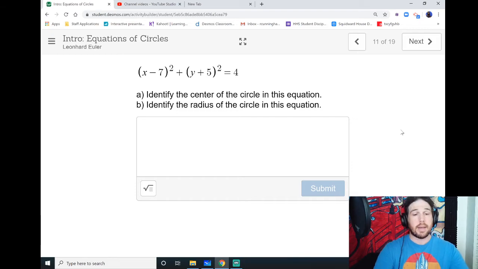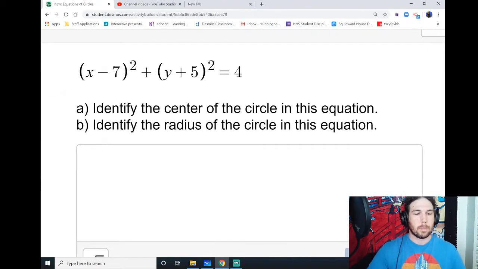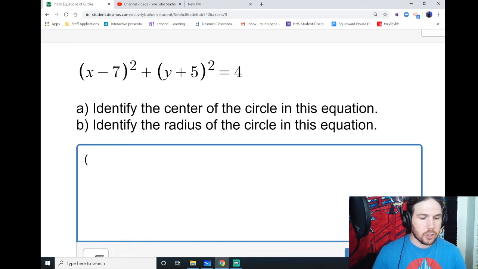Okay, now we're given an equation. Identify the center of the circle in this equation. Identify the radius of the circle in this equation. Now we have to be careful here. Remember that the equation is x minus h squared, right? X minus h. So what's h? Well, h is not negative 7. H is 7.